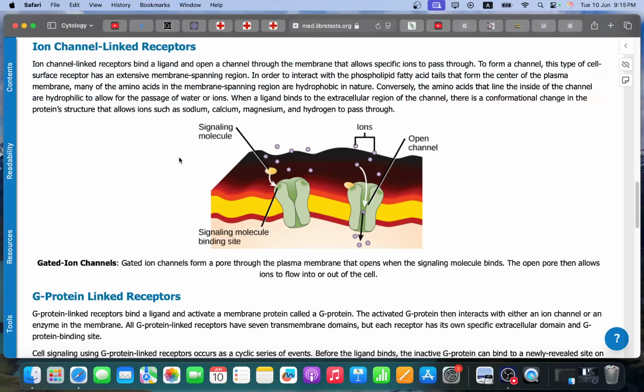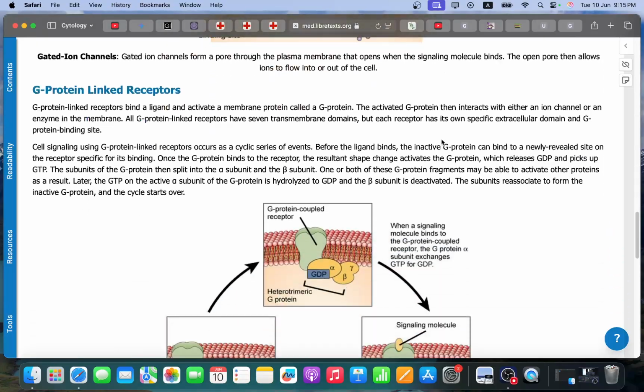I think I'm going to leave it up to more visualizing elements, like I have to search YouTube for this. They form a port through the plasma membrane that opens when a signaling molecule binds. The open port allows ions to flow into or out of the cell. So it doesn't require any particular work to be done, because they're ion charged. It's like pure diffusion.